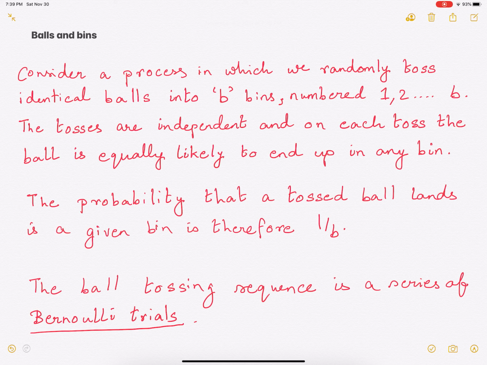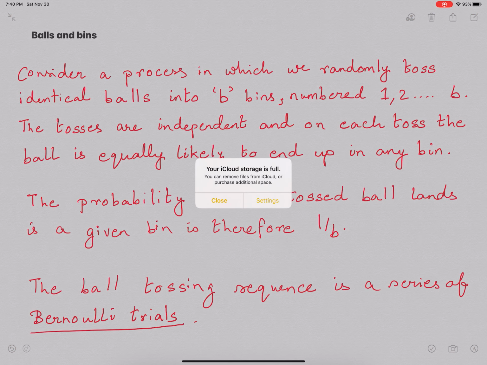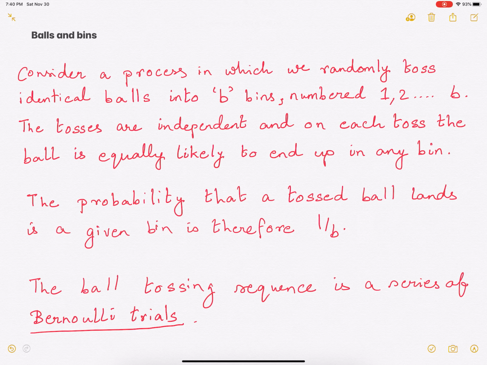Now, how is this setting useful in computer science? You can think of these B bins to be B servers which are available for some company. Now, each ball that is being tossed can be compared to a user who is coming into the system. So, for example, let us consider a company, for example, Amazon.com. They have B servers, and each user or each ball that you're throwing is equivalent to a request that comes from a user, and it randomly goes to one of these B bins. So, that is the situation here.